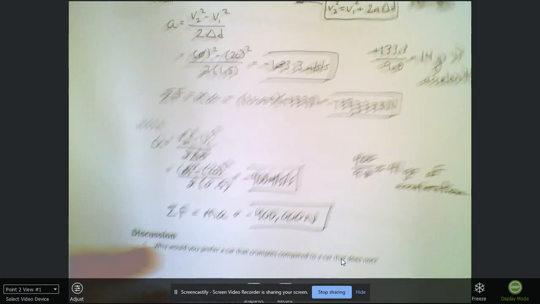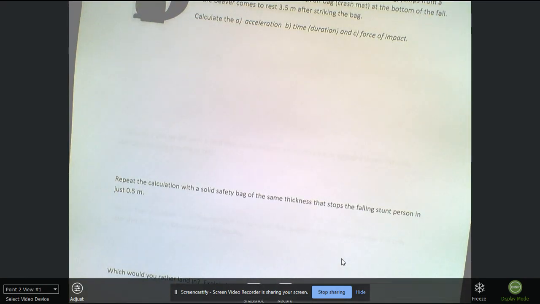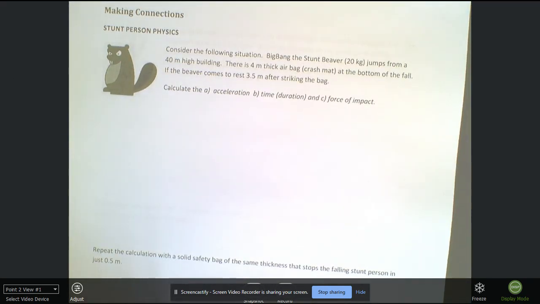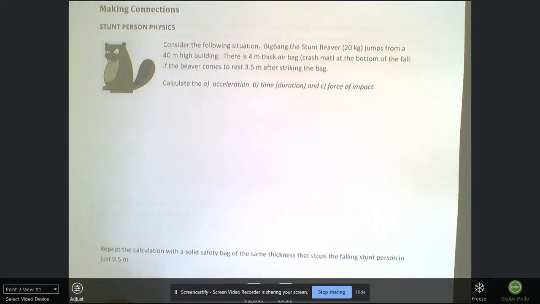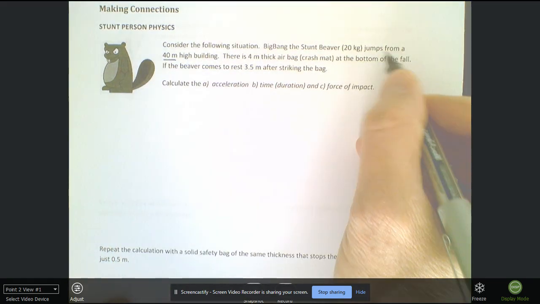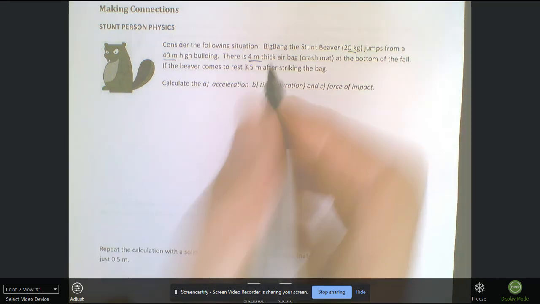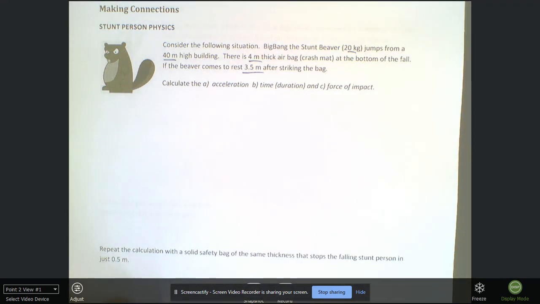Okay, let's take a look at just how to set up this next question, and then you're going to repeat it, answering the questions that you see there. So we got Big Bang, the stunt beaver, 20 kilogram mass, jumps from a 40-meter high building and lands into a 4-meter thick airbag at the bottom of the fall. He comes to rest 3.5 meters after striking the bag.